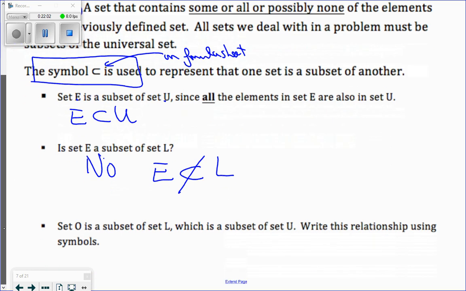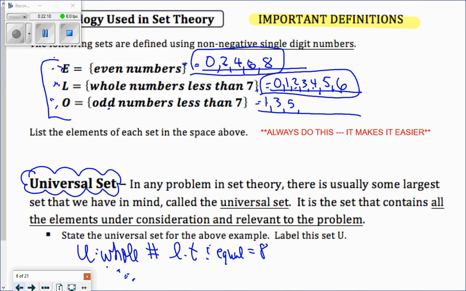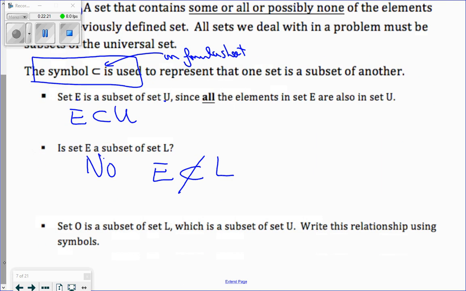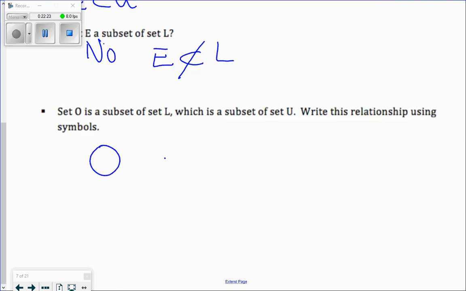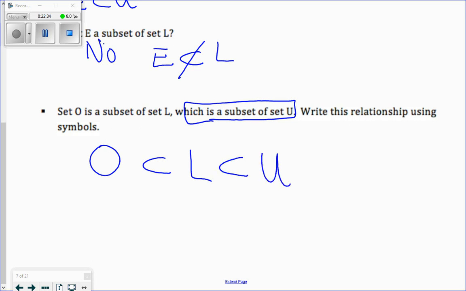The last one says set O is a subset of L. So is everything in O also in L? Yes. So O is a subset of L. Now that is also a subset of U. So you just write it like that: O is a subset of L, which is also a subset of U.